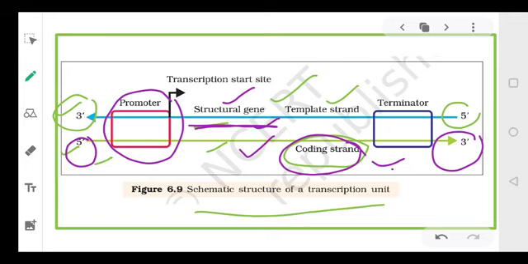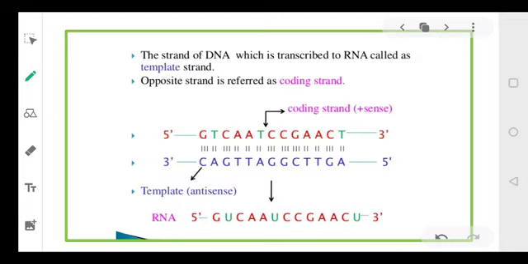Template strand means the strand which will act as a template. That will be called the template strand. The coding strand is of no use in transcription, but the mRNA which is produced will have exactly the same sequences as the coding strand. Now let's see. We have one template strand, another we call the coding strand. Let's see how they function.